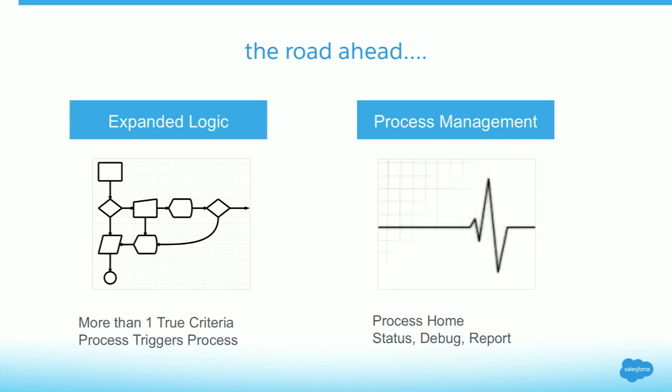So right now you can use a process to trigger a flow. If you could trigger another process, you could then dictate which order these processes were firing, which I think would help people a lot because right now there's not a great way on the platform to put things in order in terms of how they fire.